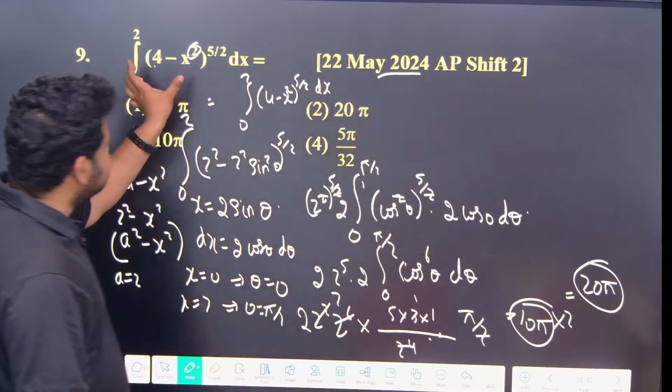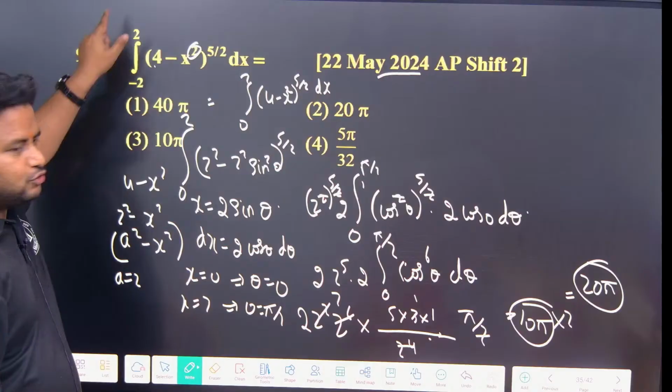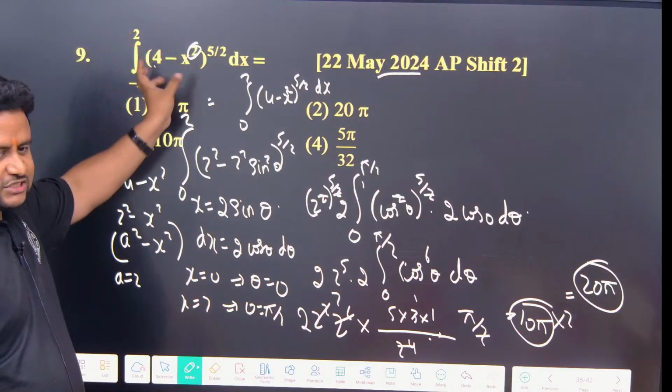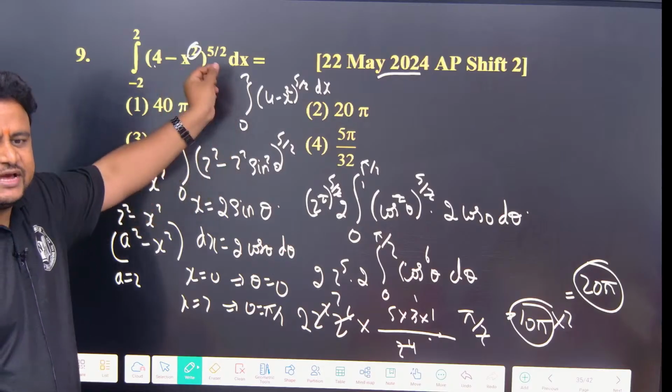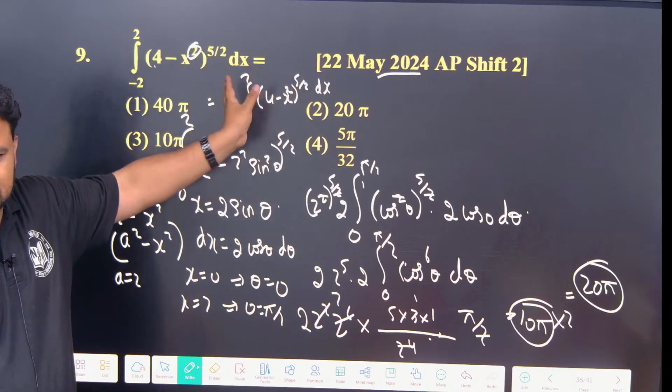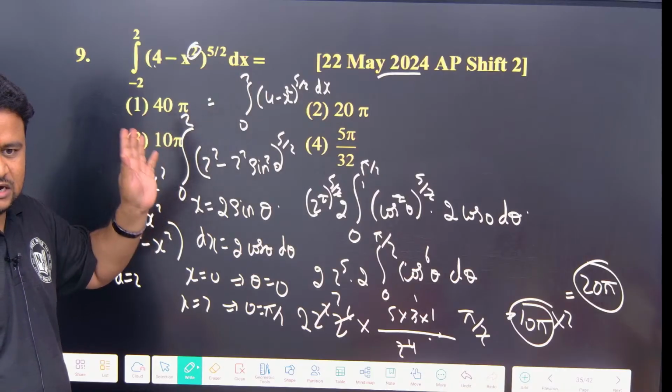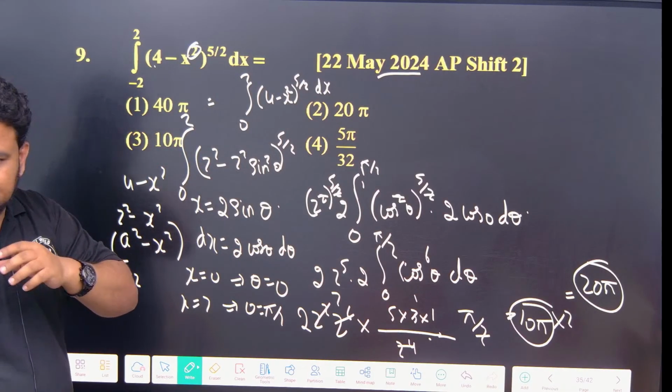So directly if it is even function, what you should take? 2 times 0 to a. Otherwise, even function by 1 plus e power odd function, that time you should take 0 to a even function. Please make a note of it. Srinidhi, Liharika, Akshaya, Gayatri, Saikirti, you people please make a note.